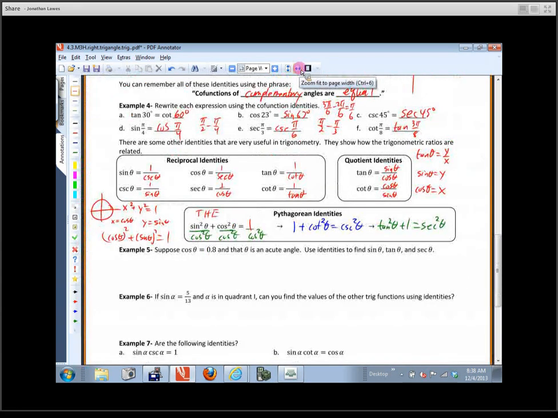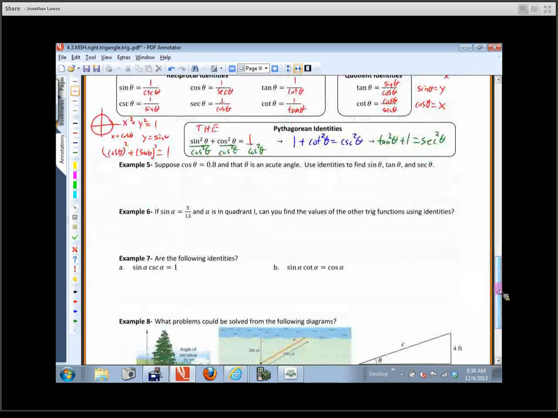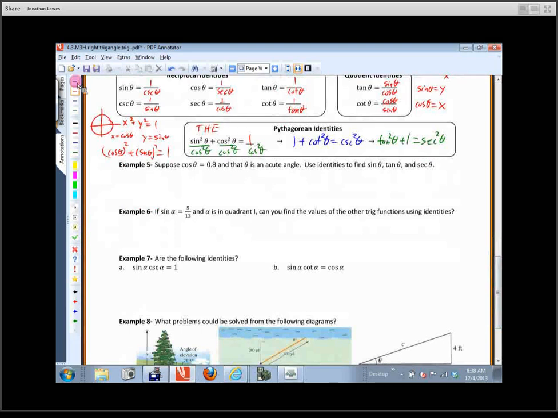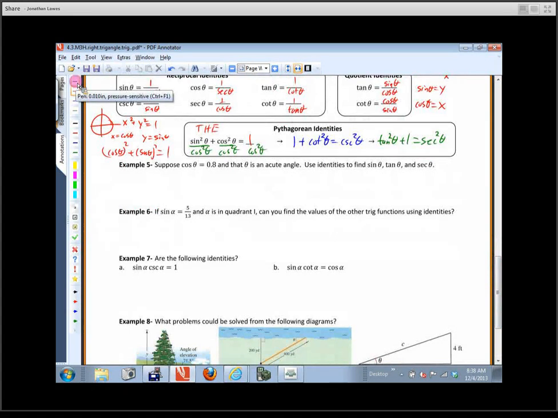Sure? Raise your hand if you've seen those before. Okay, about half of you. So the other half have probably quite a bit of work to do. Okay, so let's take a look at example number 5. It says, suppose we know that the cosine of theta is equal to 0.8, and theta is an acute angle. Use identities to find the sine of theta, the tangent of theta, and the secant of theta.